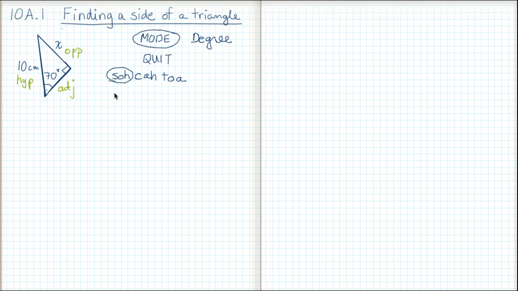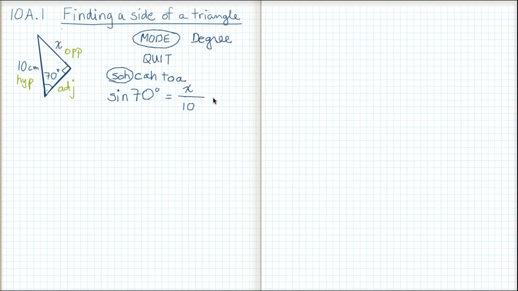So I'm going to set up the equation with the sine ratio. The sine of 70 degrees is going to be equal to the opposite side, which in my case is x, divided by the length of the hypotenuse, which in my case is 10 centimeters. I can leave off the units for the workings here.